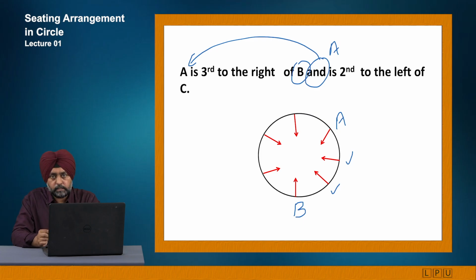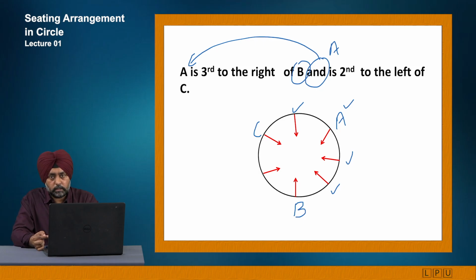So where could we place C so that A comes second to the left of C? The only position is here. Second to the left. This person will be first to the left. This is second to the left. From C we have to go clockwise. So A is second to the left of C.